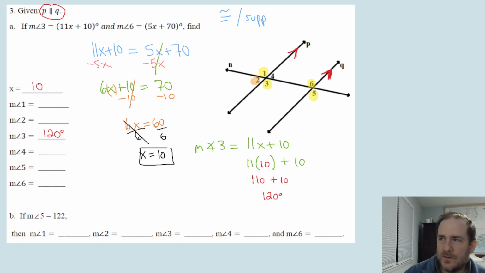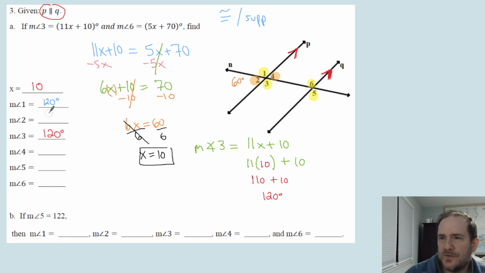We also know that these acute angles, 2 and 4, well, they're linear pairs with 1 and 3. So 2 and 4 have to be the supplements of the 120. So 180 minus 120 tells us that all these acute angles are 60 degrees. So we're like done with this whole problem now, because we know that 3 is 120, but we know 1 is going to be 120 as well.